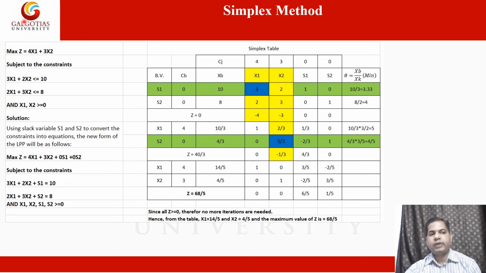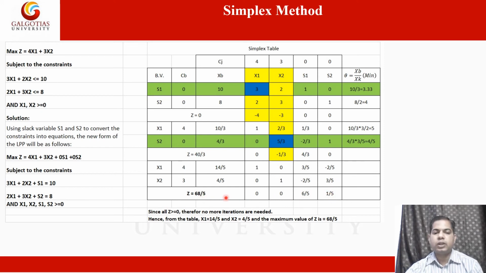Now we have to find out the value of z. So z is equal to 4 into 1 plus 3 into 0, that is 4, minus 4 is 0. 4 into 0 plus 3 into 1, that is 3, 3 minus 3 is 0. 4 into 3 by 5, that is 12 by 5, plus minus 3 into minus 2 by 5, that is minus 6 by 5. So 12 by 5 minus 6 by 5 comes out to be 6 by 5. And similarly this value comes out to be 1 by 5.